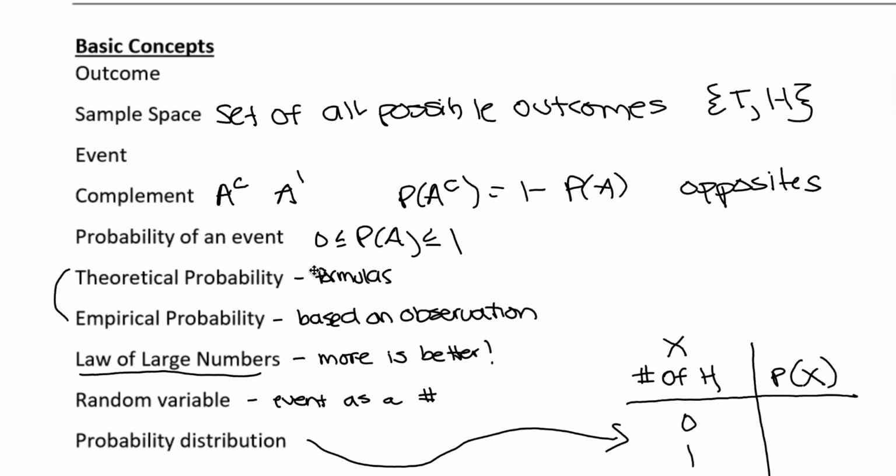There are theoretical probabilities and empirical probabilities. For theoretical probabilities, we're going to use a formula to help find them. Empirical probability is based on observation. Law of large numbers is: more is better.